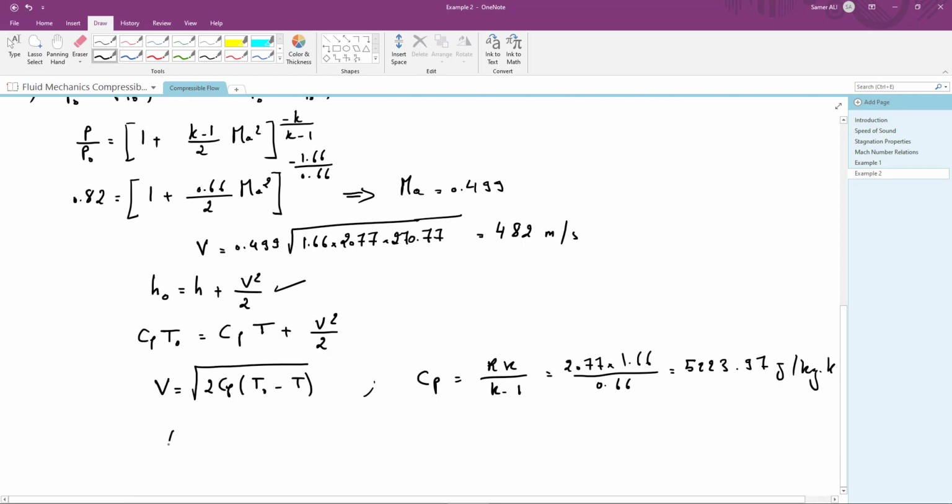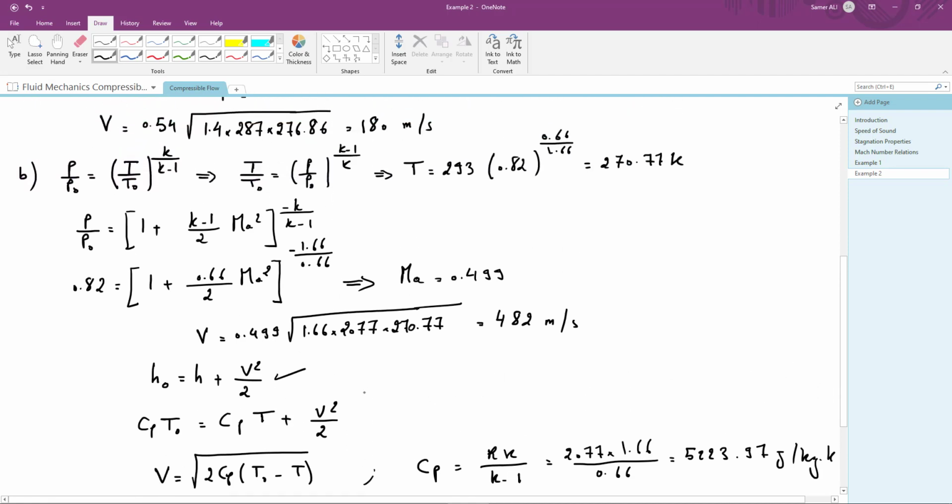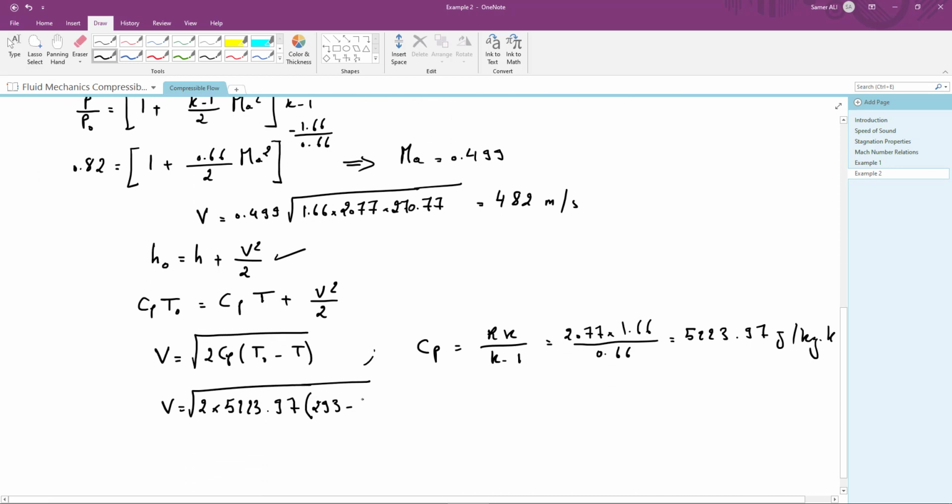So now the velocity will be equal to the square root of 2 times 5,223.97 into T naught minus T. So T naught is 293 minus T, which is 270.77. So also you will have the same value, 482 meters per second.